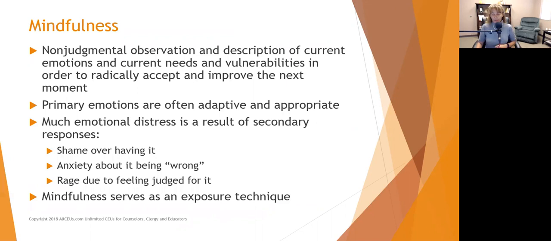Primary emotions and secondary emotions are interesting. Primary emotions are often adaptive and appropriate. That first emotion you feel, whatever it is. Much emotional distress is a result of your secondary emotions. So you get angry, and then you have shame over being angry, or anxiety about, you know, you're afraid that people are going to judge you and think that you were wrong for getting angry. Or you may get enraged because you feel judged that people didn't think that you should have gotten angry. So all these other emotions start building up.